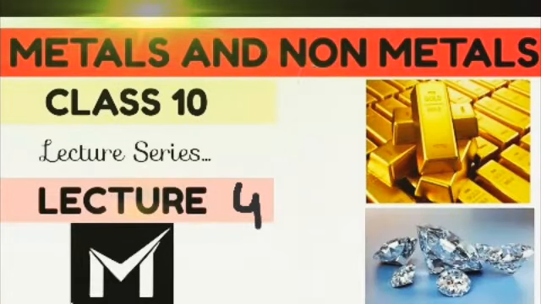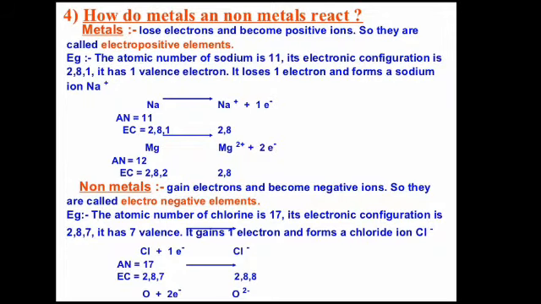Dear students, this is part 4 of this chapter. Here in this lecture, we will see how metals react with non-metals and what ionic compounds are and what their properties are. Metals are actually electropositive elements, that is, they lose electrons and become positive ions.